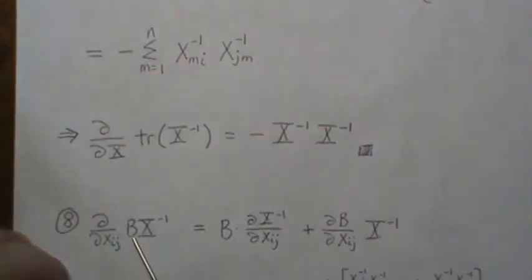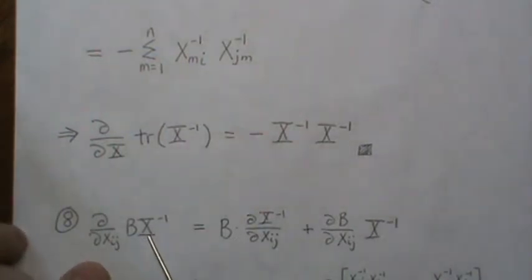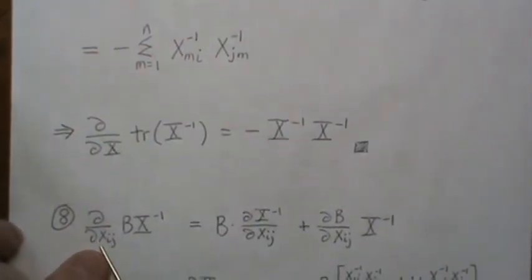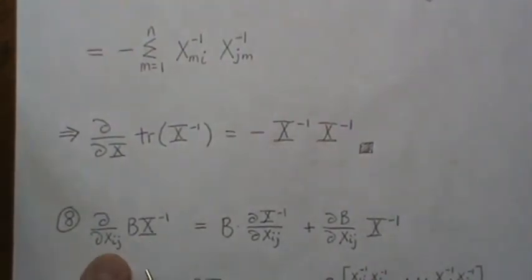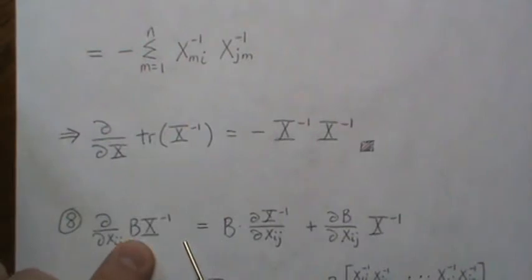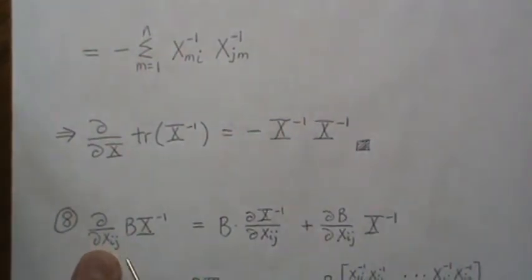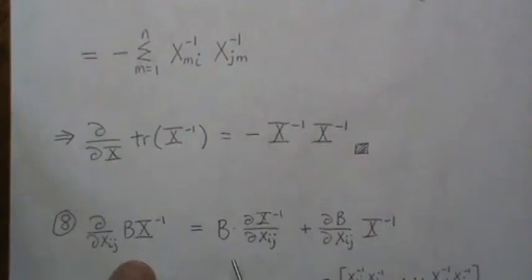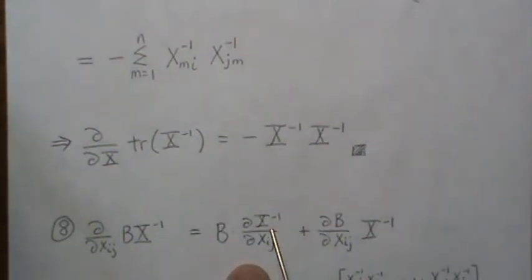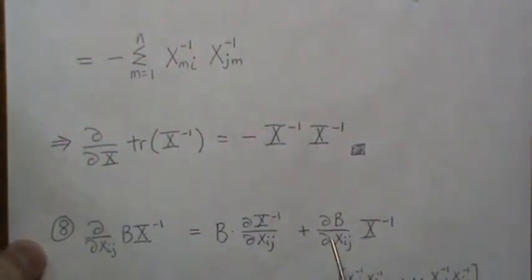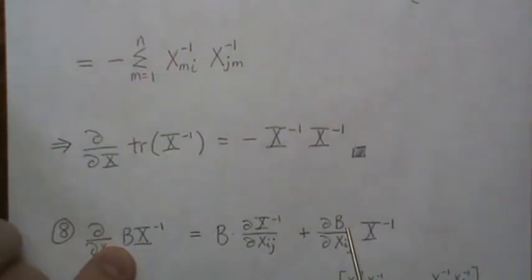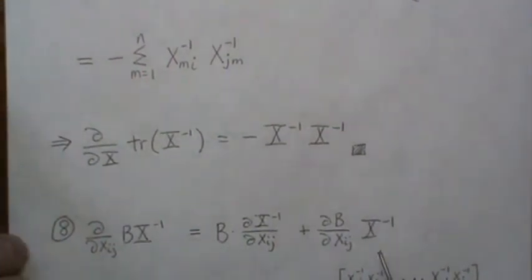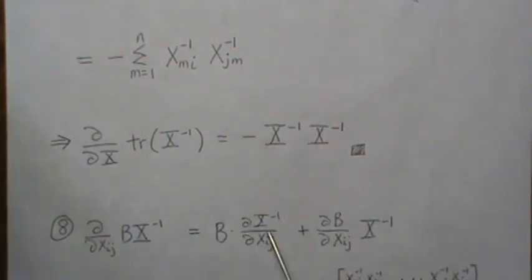So let's look at the partial of B times X inverse with respect to the ijth element. Okay, so this is a matrix, a product of matrices, times a scalar. So we learned from before that it's B, and then the partial of this X inverse with respect to xij, plus the partial of B with respect to xij times X inverse. Now, since we're going to let B be a constant matrix, so it's not a function of X, this goes to 0, and we're left with this.